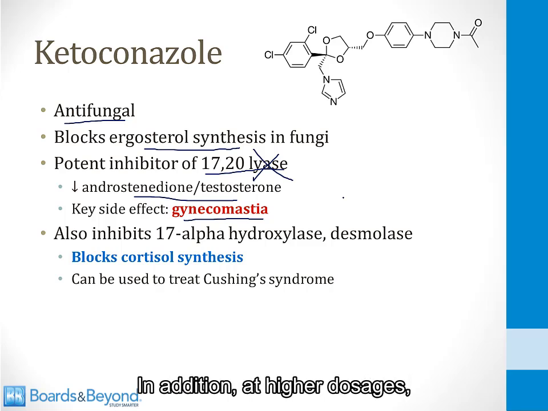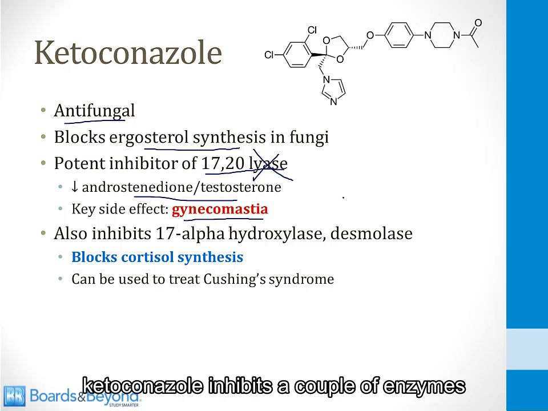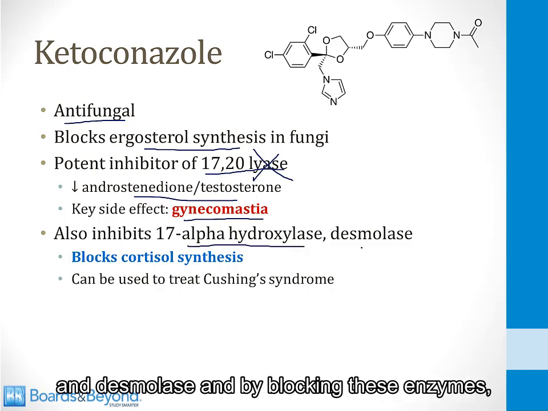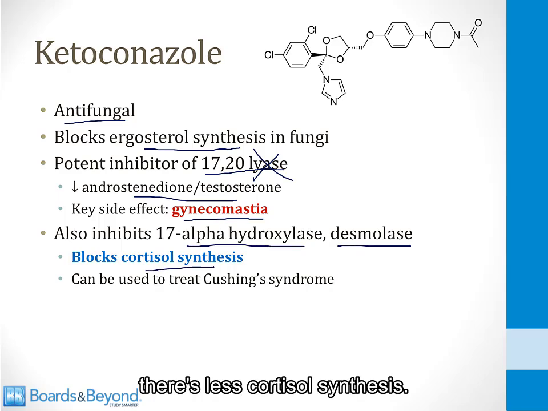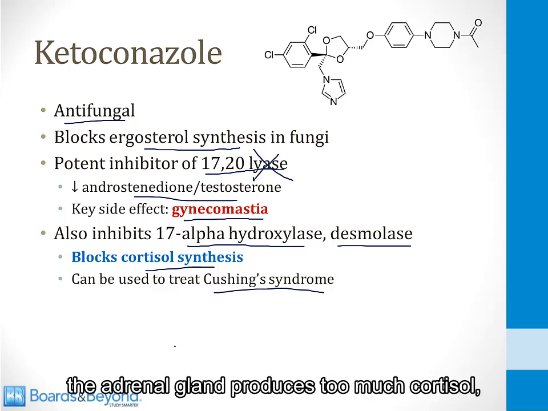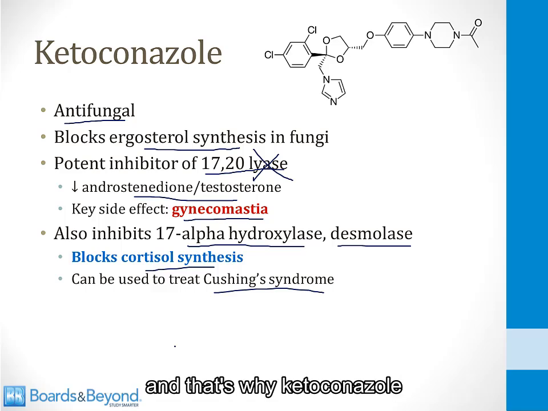In addition, at higher dosages, ketoconazole inhibits a couple of enzymes that lead to cortisol synthesis. It can inhibit 17-alpha hydroxylase and desmolase, and by blocking these enzymes, there's less cortisol synthesis, and for that reason, you can use ketoconazole sometimes to treat Cushing syndrome, which is a disorder I talk about in the video on adrenal disorders, but in Cushing syndrome, the adrenal gland produces too much cortisol, and that's why ketoconazole can sometimes be used as therapy.